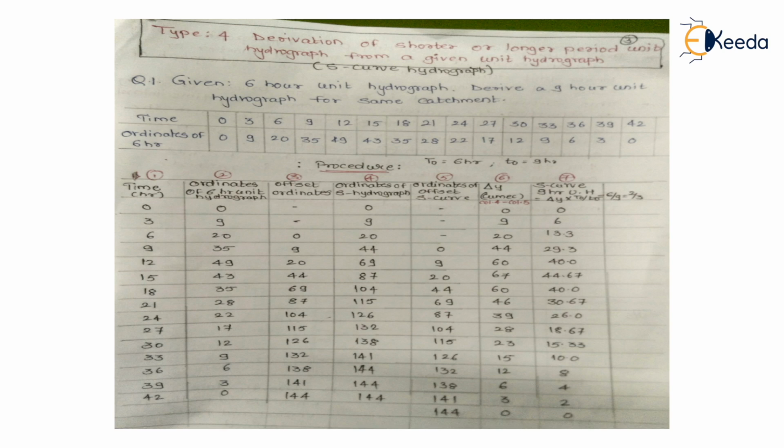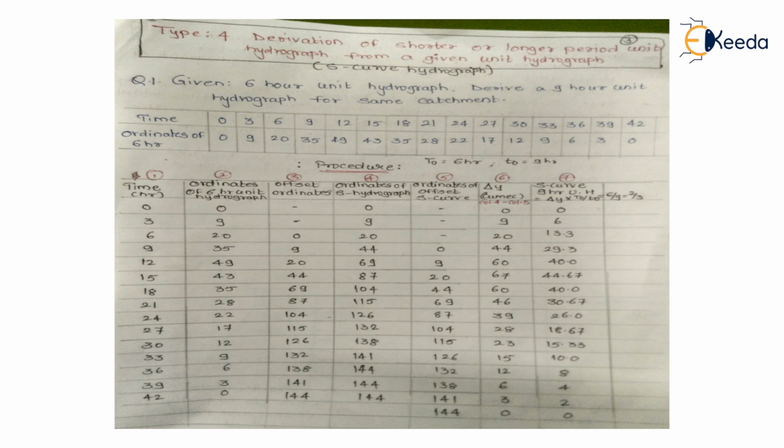In the third column you can see the offset ordinates are written. So what exactly are offset ordinates? First, the given data is the 6-hour unit hydrograph ordinates. Basically we have to offset, or lag, these ordinates by a 6-hour time interval. So simply, we take these ordinates and write them down from the 6-hour unit interval. You can see I am writing this 0 in front of the 6-hour time duration. This is the offsetting, the shifting. The first principle is fulfilled: we are lagging the ordinates.